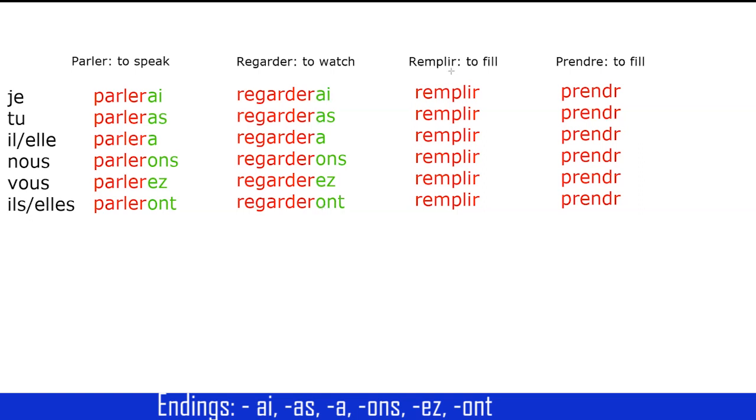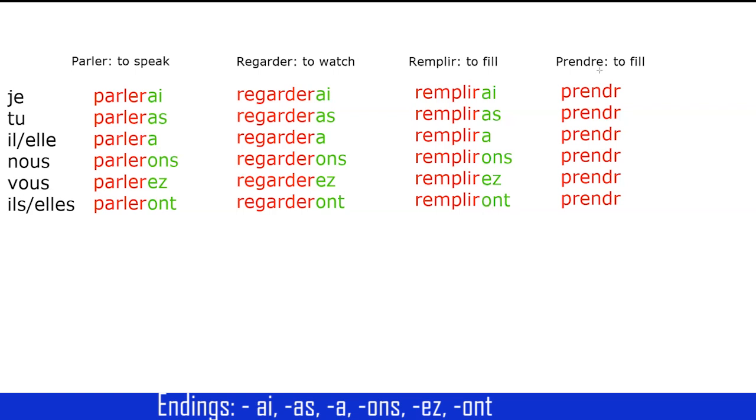Now the next verb is from IR group verb. Again, we have written the stem till R. Now we are putting the endings. Je remplirai, tu rempliras, il, elle remplira, nous remplirons, vous remplirez, ils rempliront, elles rempliront.